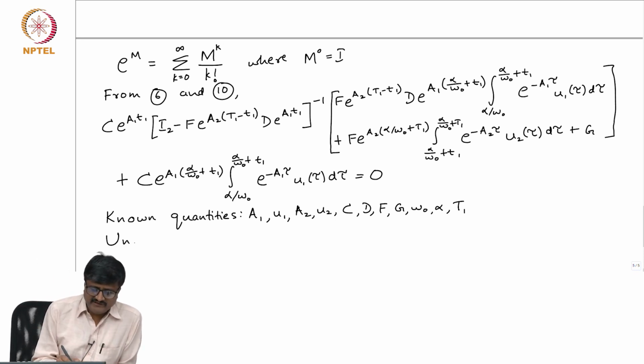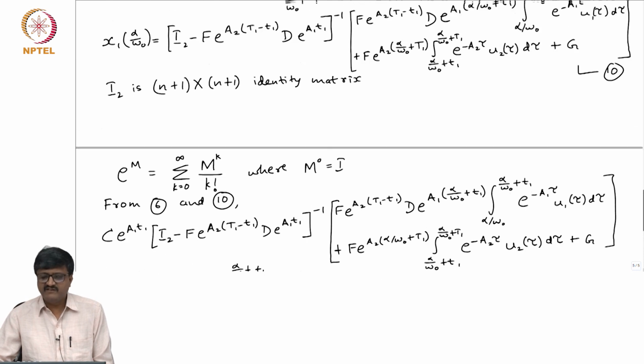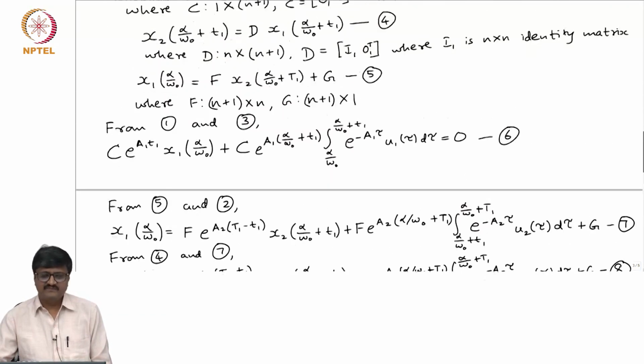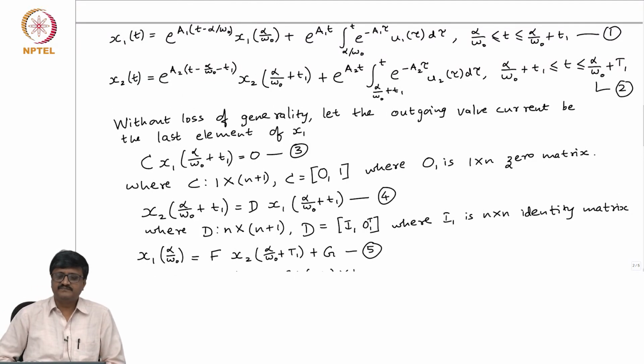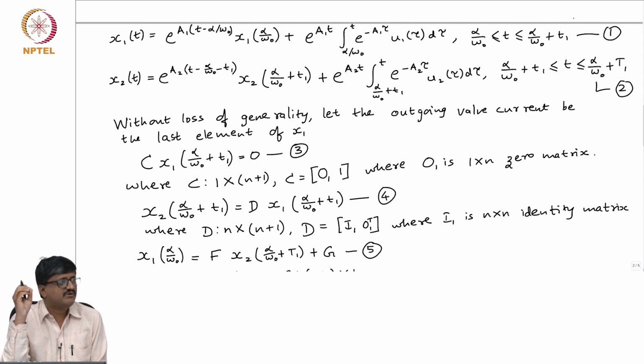So the unknown quantity is lowercase t with a subscript 1. Now, why do we need this lowercase t1? If you look at the solution, given by equations 1 and 2, t1 is deciding when the first subinterval stops. So I should know when it stops. When is equation 1 applicable? Up to what time it is applicable, I should know. But as of now, I don't know. I have to solve for it. So, how to solve for it?